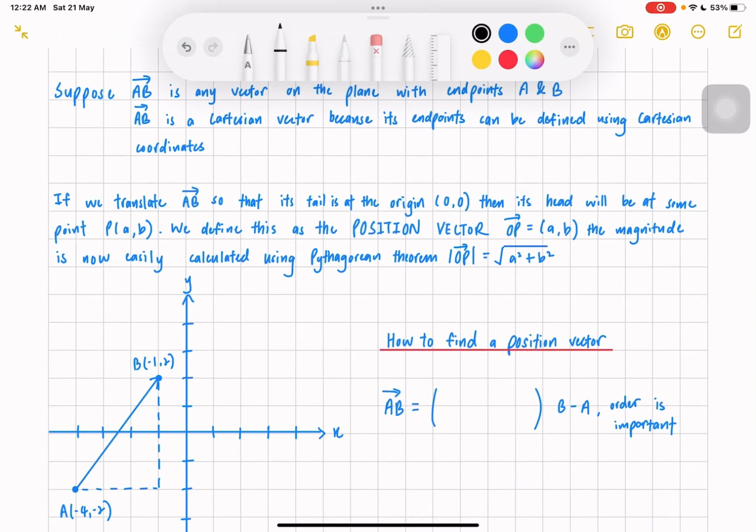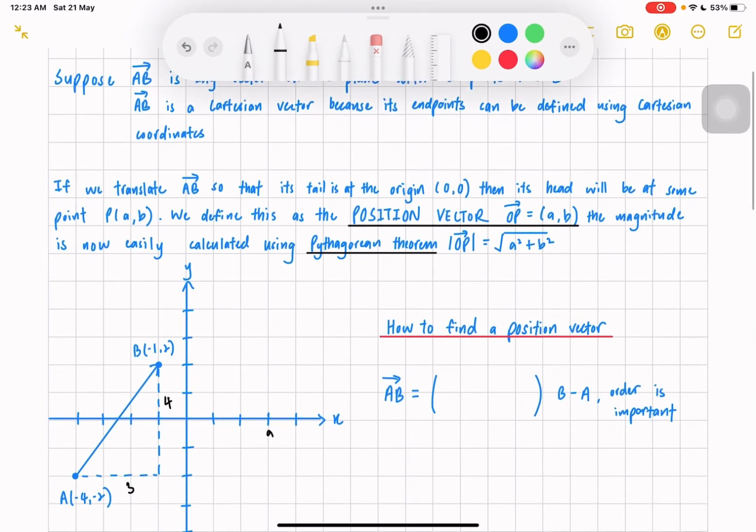If you want to translate vector AB so that its tail will be at the origin, we can call that the position vector OP with coordinates of A and B. And the magnitude can also be easily calculated using the Pythagorean theorem. So in this case, if we want to move from point A to point B, for the x value, we have to move 3 units to the right. So if we start from the origin, 3 units to the right will be somewhere here. And for the y value, we need to move 4 units up. So again, from the origin, 4 units up would be over here.